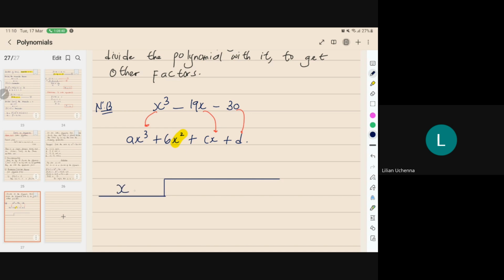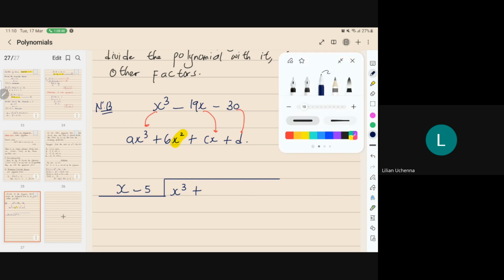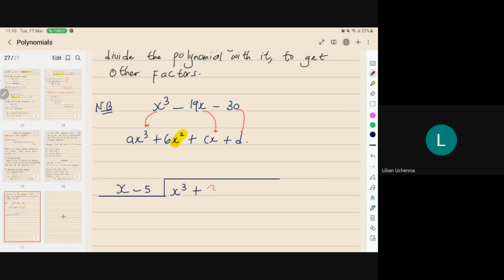So I'm dividing by x minus 5. I have x cubed, and I'm going to introduce the missing term, that is 0x squared. Then you can go ahead and put minus 19x minus 30. Anytime you're dividing polynomials, you must ensure that the powers are in order, the degrees: 3, 2, 1, and 0. This is x to the power 0, but x to the power 0 is 1. So you must ensure that order is followed. Are we together, guys? A thumbs up if you understand what I just said, please.